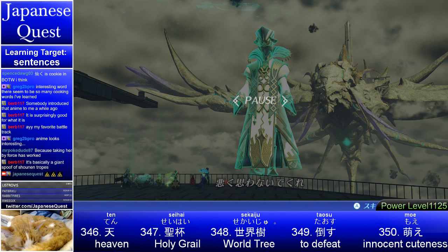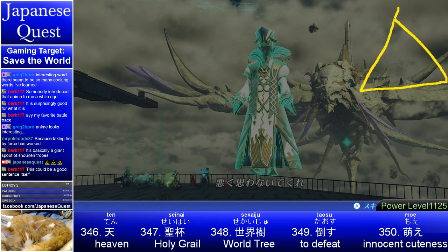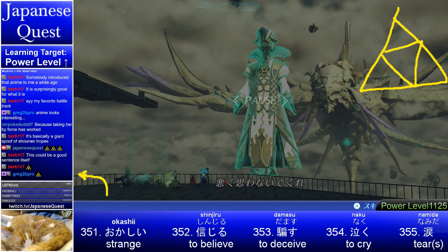You can see it on the side. Yeah, this could be a good one. Why don't we just add this one? So when we draw this, it means we can learn this sentence. If anyone's able to write this sentence, that emote there can be a reminder.